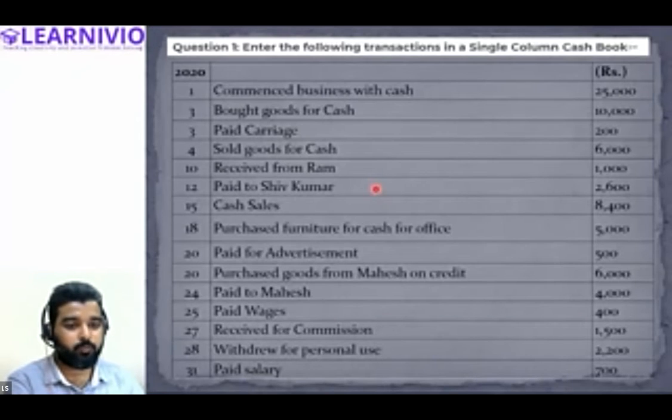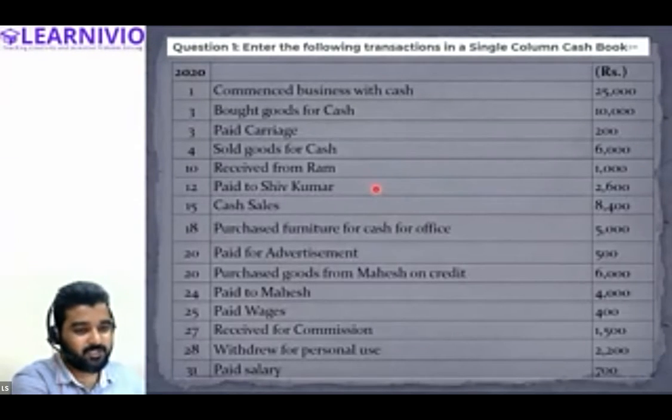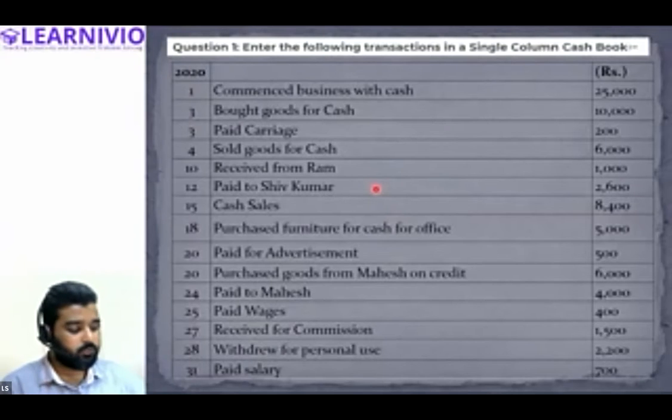Okay. And the date was 20. All right. Next, purchase goods from Mahesh on credit. Now tell me how this transaction will be recorded in the cash book. Do you think this transaction is relevant for the cash book? Tell me. No, sir.